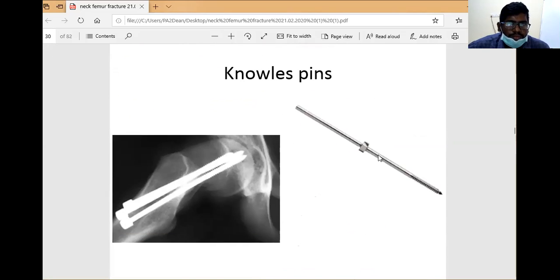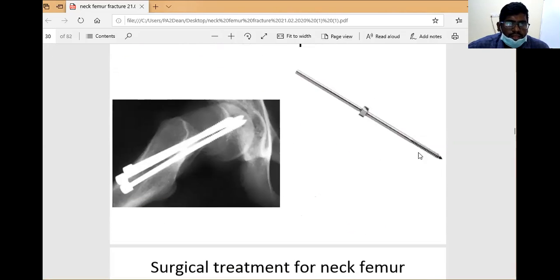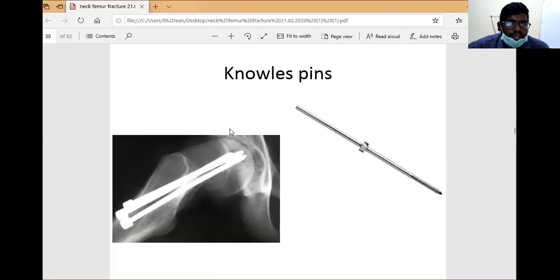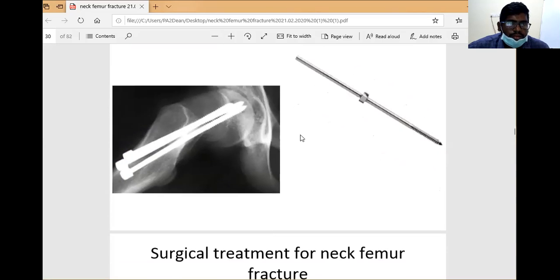And these are Knowles pins. Knowles pins have threads at the end. These Knowles pins are also used in adolescent or children's fracture neck of femur.